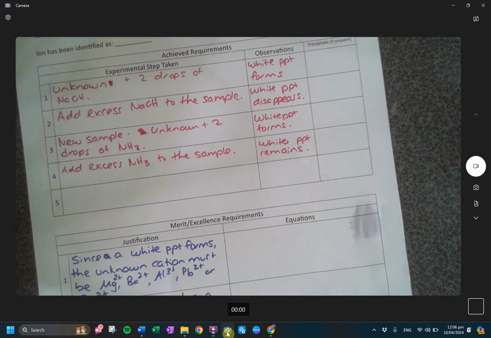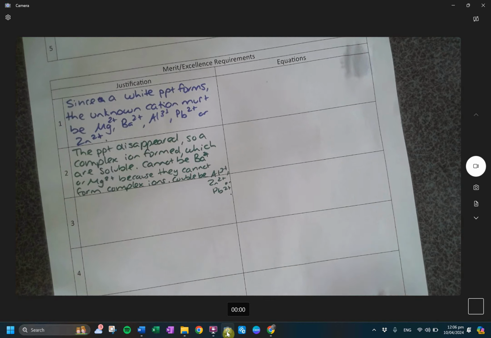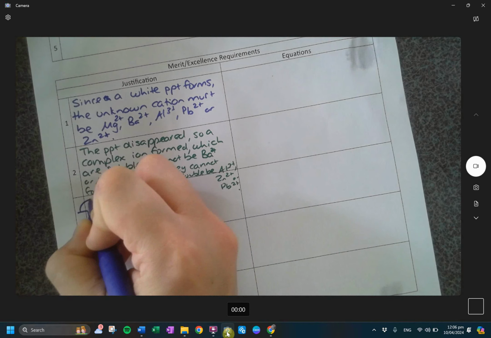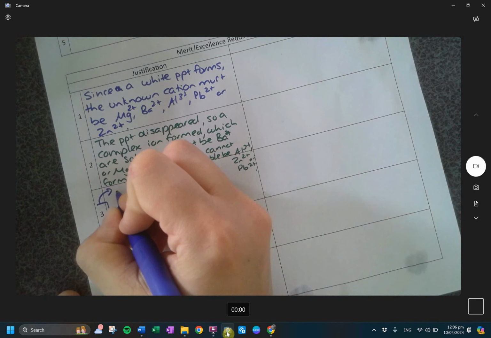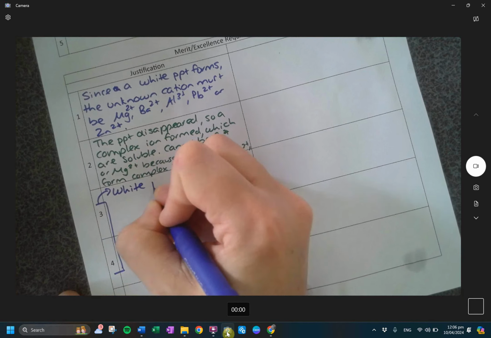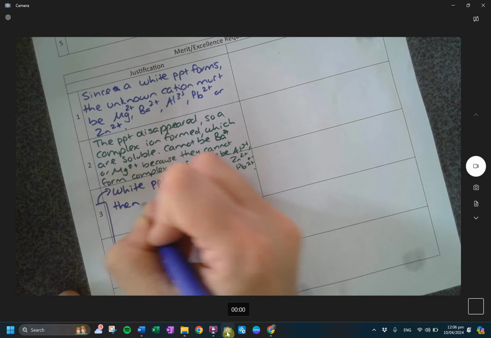All right, so when we are thinking about our justification steps, just trying to see if I can get it actually forming. Really doesn't like it. All right, thinking about our justification steps. Actually, we could probably combine steps 3 and 4 together. So, white PPT formed and then remained.